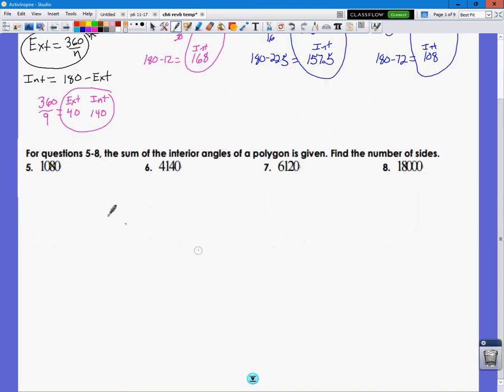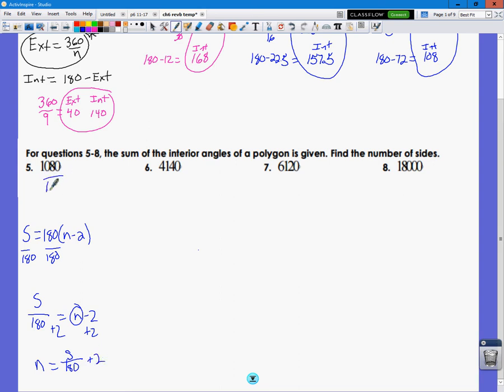Five through 8 work because of this formula. S is equal to 180 times n minus 2. So if I just wanted to solve this for n, I would divide both sides by 180. So I can see I'm going to take the sum divided by 180. And I'm going to add 2 to both sides. So the number of sides, n, is equal to the sum divided by 180 plus 2.